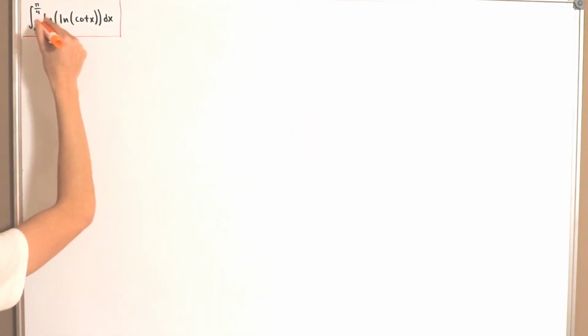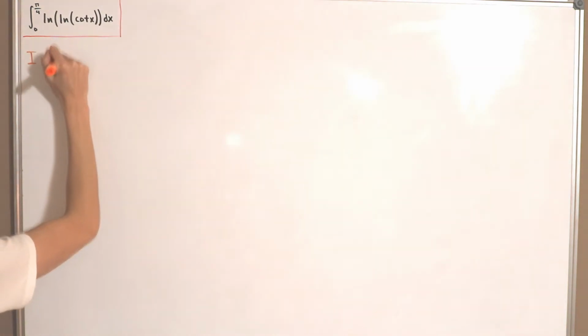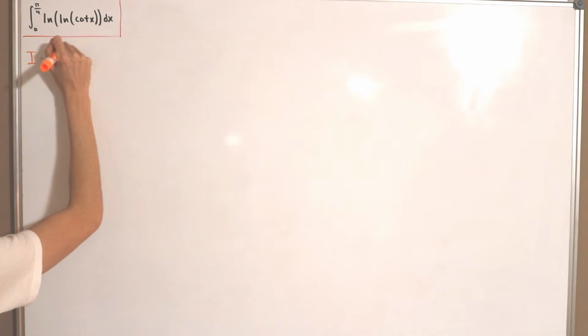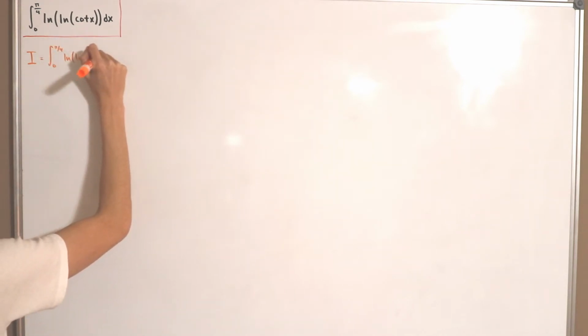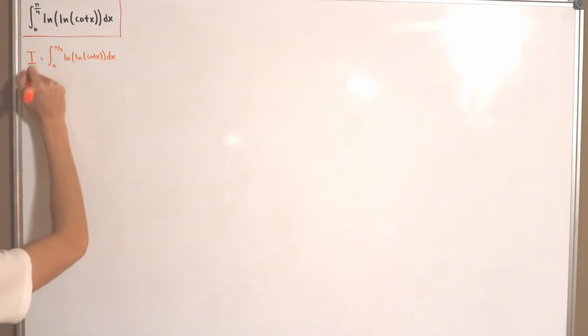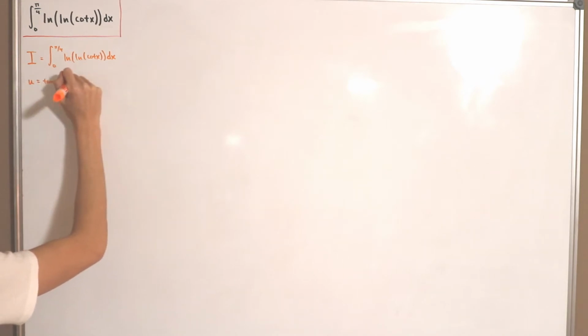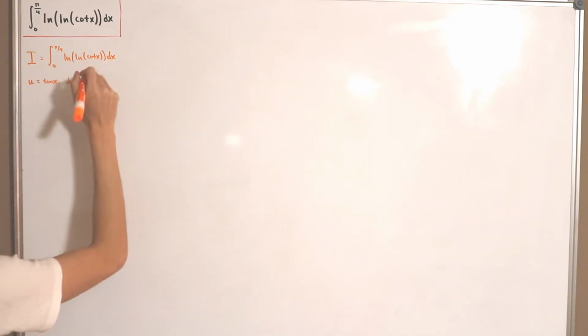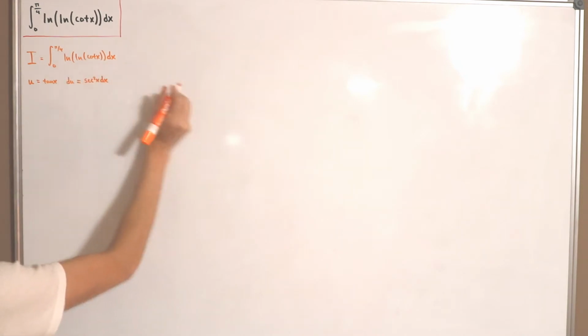Let me just write our given function. I'll just call that capital Y. So that's just equal to the integral from 0 to pi over 4 of natural log of cotangent x dx. Now I want to perform a u sub, so I'll let u equal tangent x. Then differentiating both sides, du is equal to secant squared of x dx.